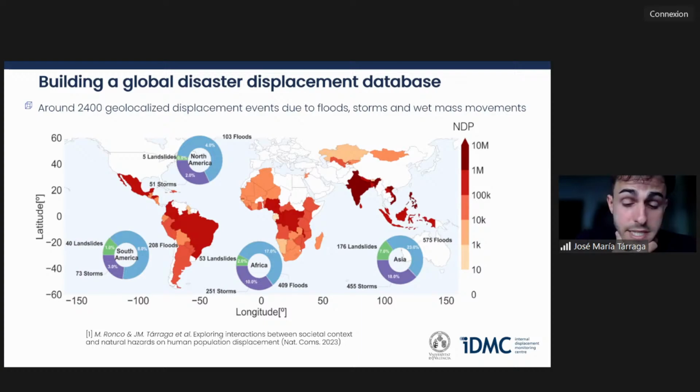Firstly, for studying from a data perspective, of course, you need data. And here what we did was basically build a geolocalized disaster displacement database. What you can see here is that we built around 2,400 displacement events from different countries around the globe. You can see that different geographical regions were impacted differently. You can clearly see the impact of monsoons and floods in Philippines and India, and also we can see that floods in Africa have a huge impact.